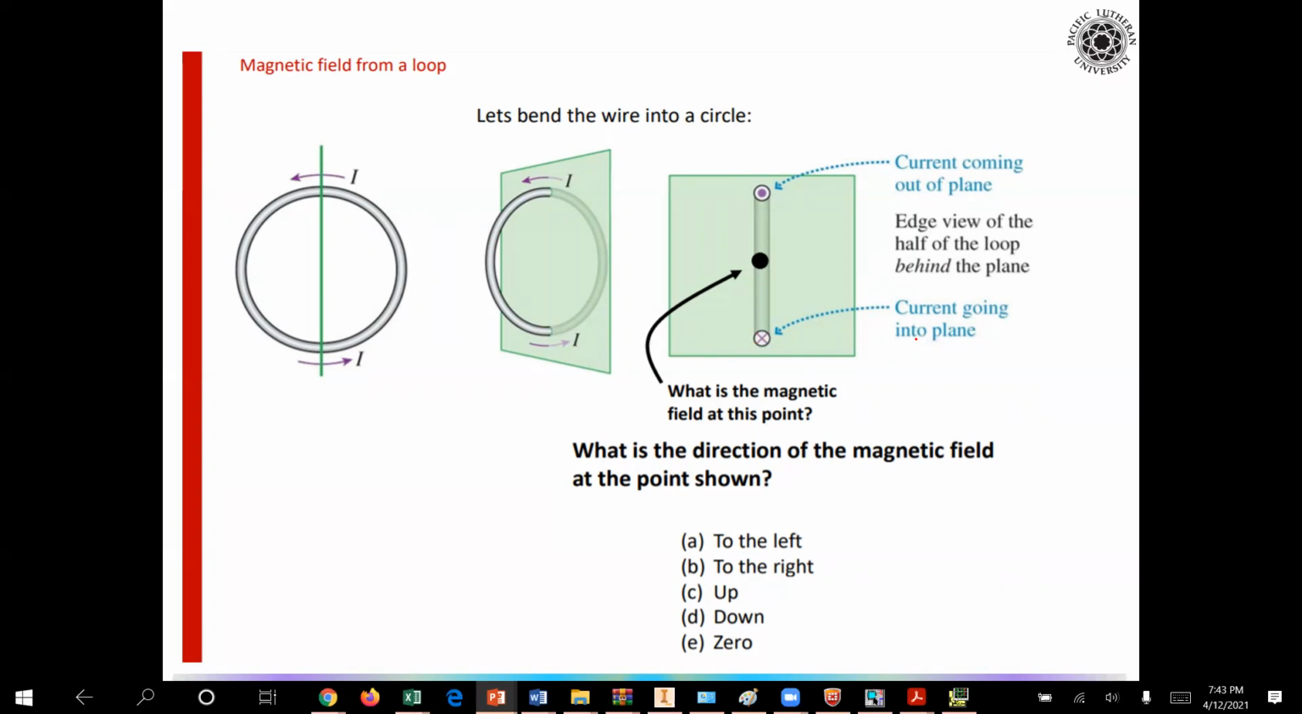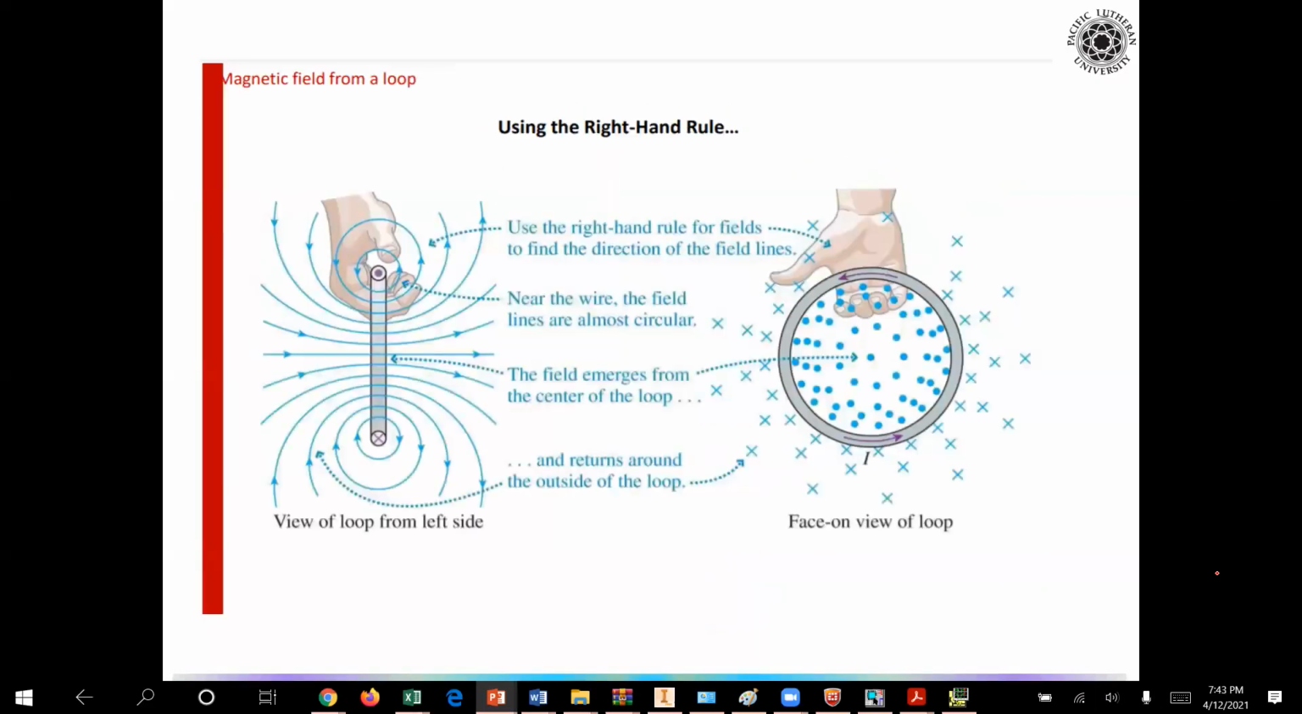Now the question is how I can find the magnetic field direction in the case of the loop. For example, if I have a particular point and you are asked to find the direction of the magnetic field at this point, that's the question we're going to start with. To solve this problem, let's generalize. We have a circular wire, and at the top the current points out, and at the bottom it points in.